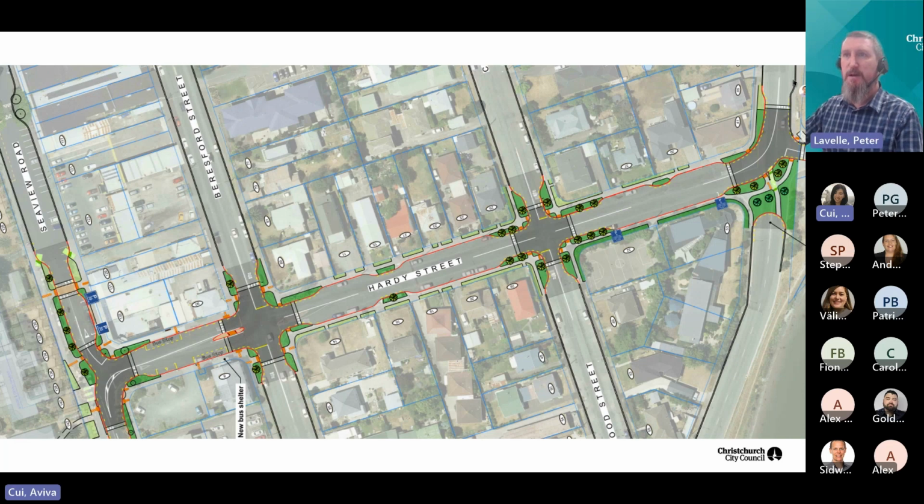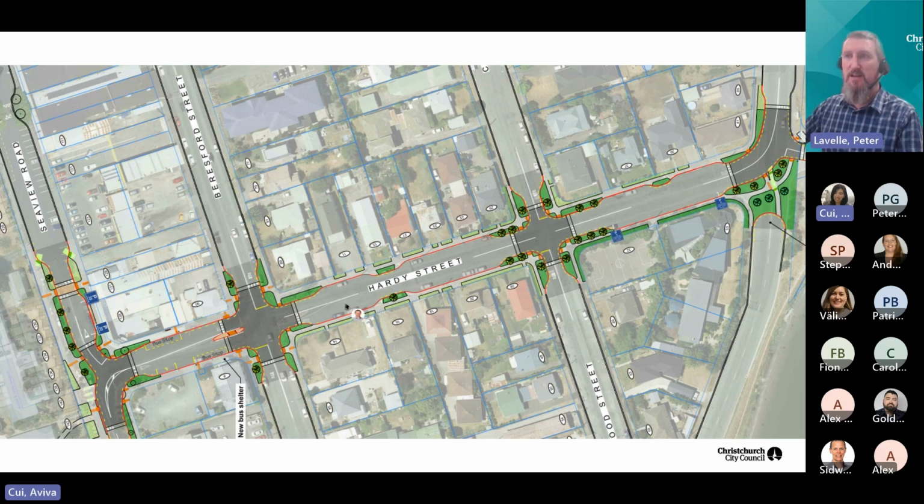So this map of Hardy Street has been rotated to fit visibly on the screen. To get your bearings, this is Seaview Road along the left-hand side, with Beresford Street and Collingwood intersections in the middle, and Owls Terrace on the right-hand side of the screen. The most efficient way to get traffic out of the New Brighton area is to reroute Owls Terrace traffic onto Hardy Street and then give priority to Hardy Street and Seaview traffic into that new intersection with traffic lights.